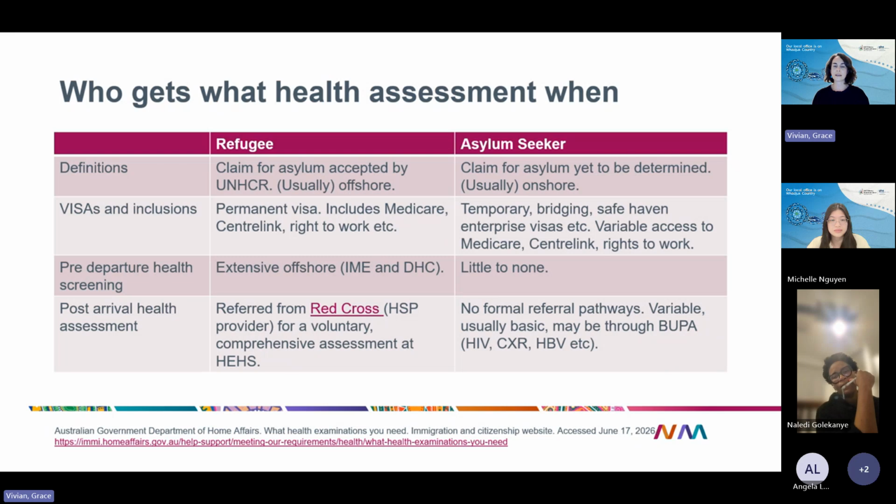These are the groups that tend to be quite vulnerable in terms of need, and it can be difficult to identify them. Let's move on now back to the refugee group to see what happens in terms of health checks before they come to Australia.